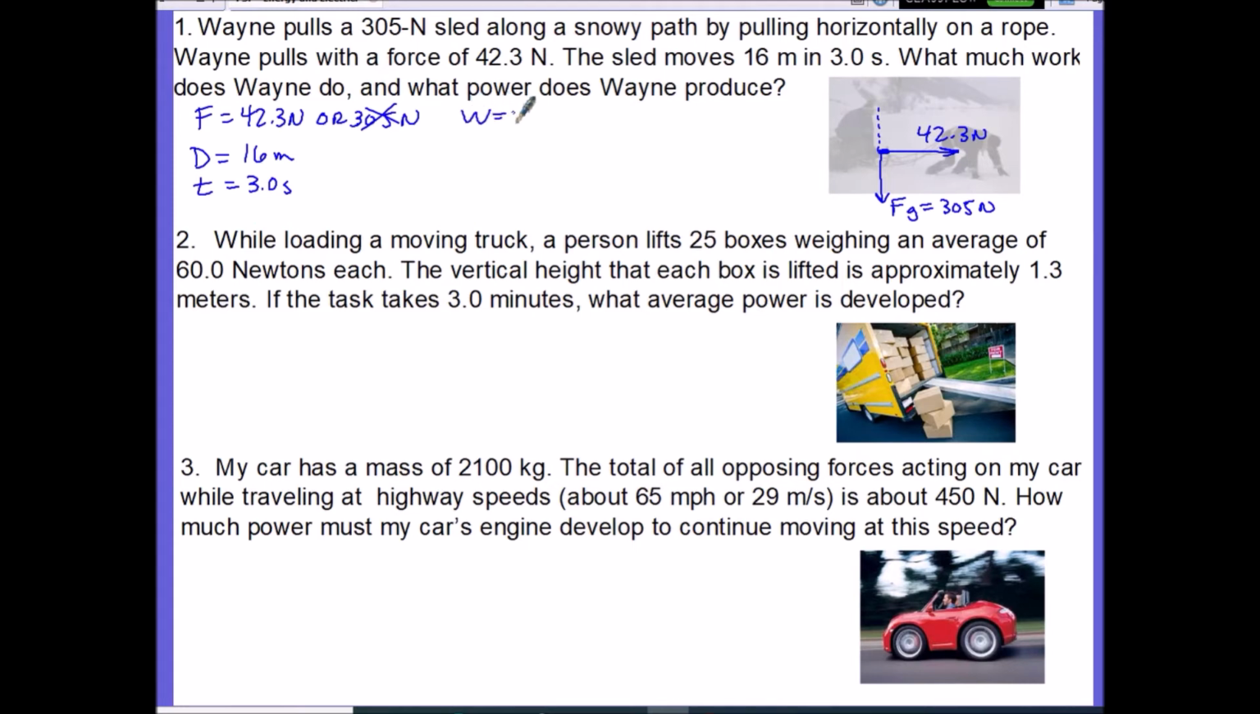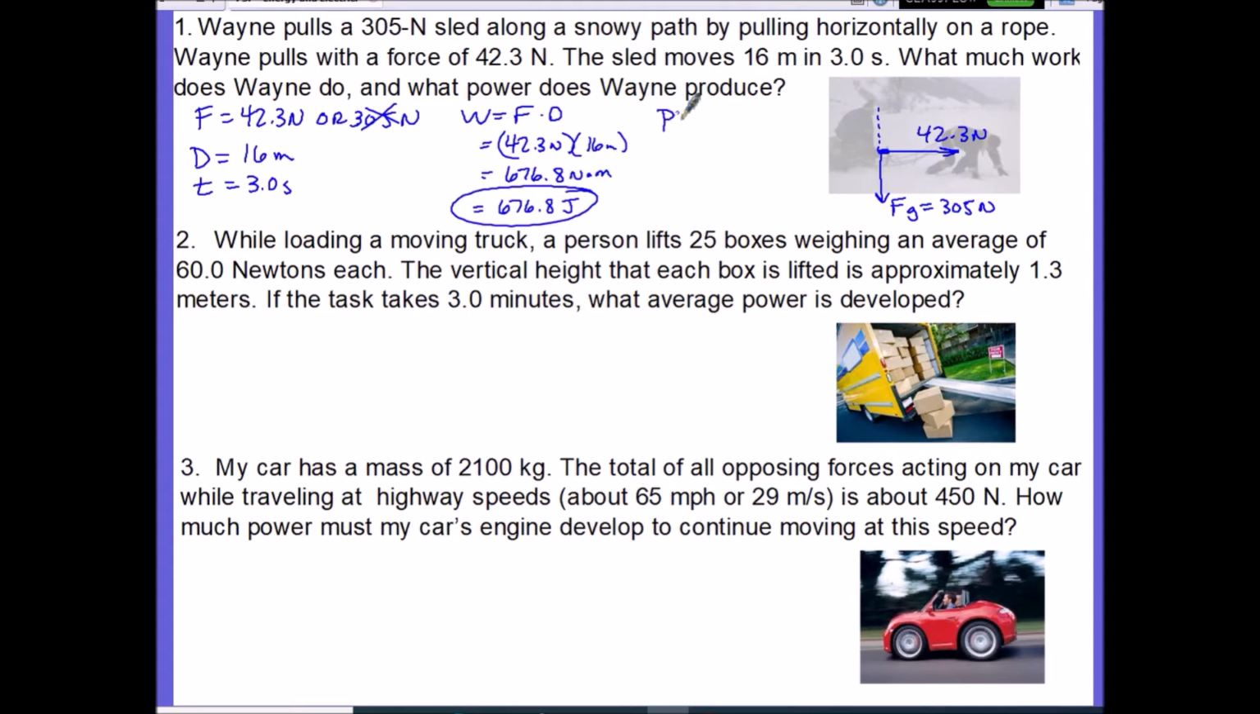Work we know is force times distance. So if I take the 42.3 newtons and I multiply that by the 16 meters, I get an amount of work that's 676.8 newton meters, or I could say 676.8 joules.